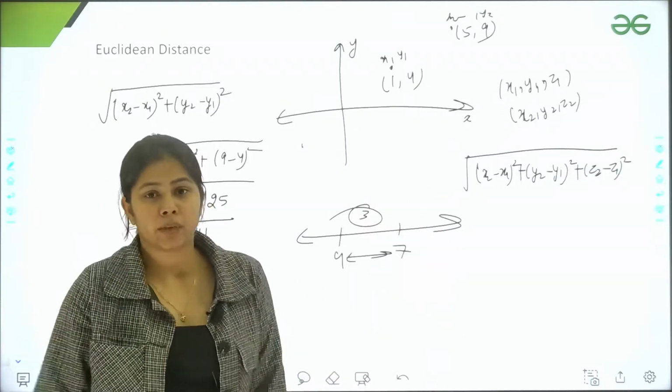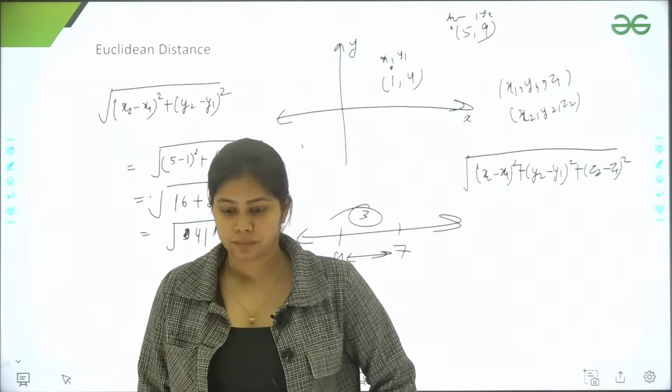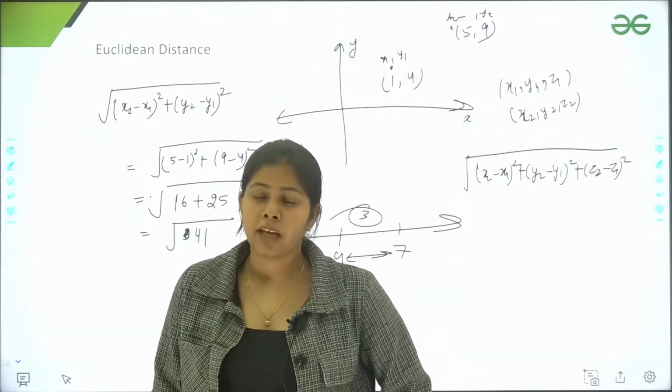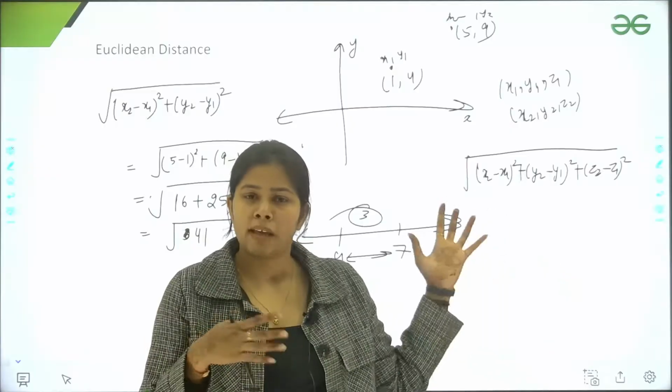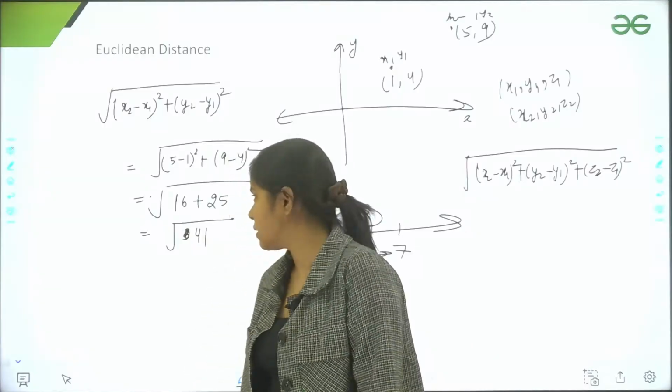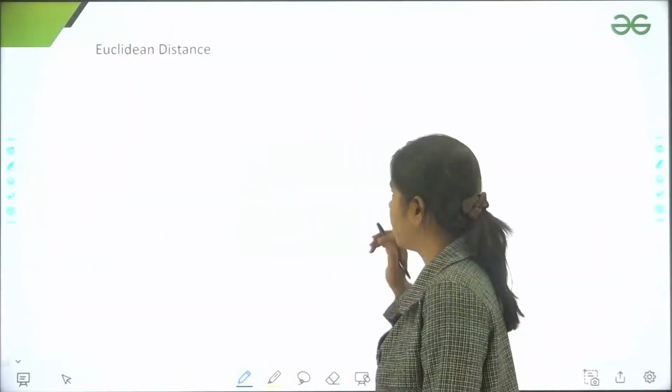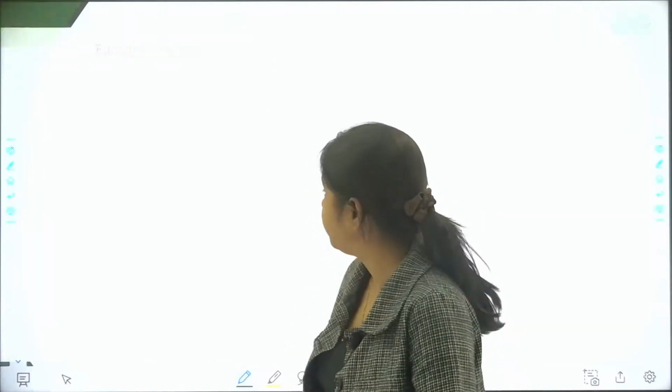That's how I'll find out a distance. I hope it is clear to you how to find out a distance. We are going to use that when we use the k nearest neighbors algorithm. Okay, now let's move forward.